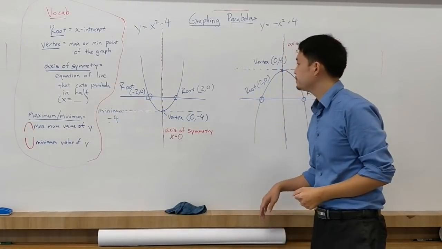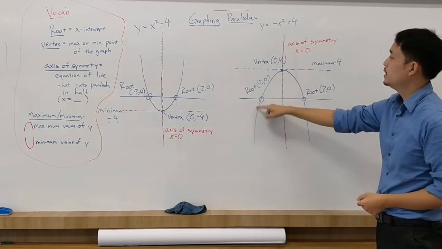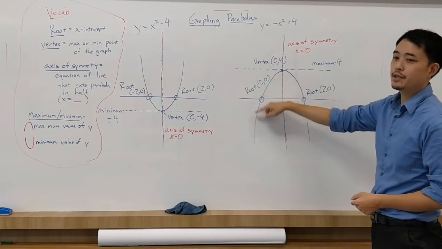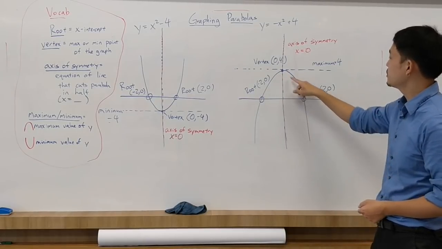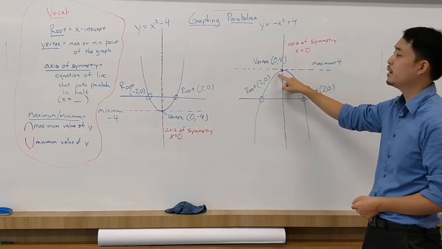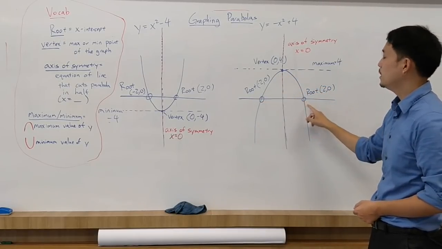If we come over here, y equals negative x squared plus 4, it's a similar type of graph, but instead of a happy face, now we have a sad face. So our vertex here is 0, 4. It's the maximum point of the graph. And our roots are still the same, negative 2 comma 0 and 2 comma 0.